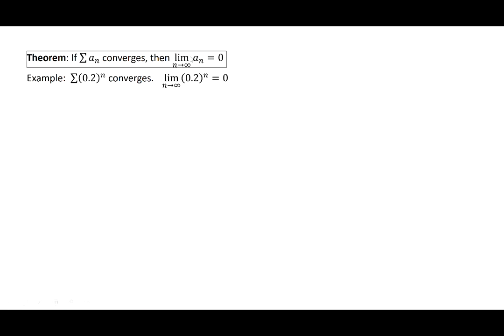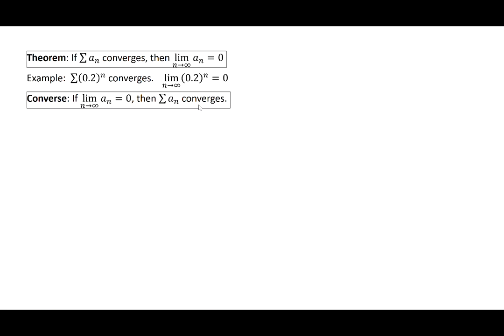If Q then P, right? If the limit of a sub n as n approaches infinity equals 0, then sigma a sub n converges. That is the converse. If the limit of a sub n as n approaches infinity equals 0, then the series sigma a sub n converges.